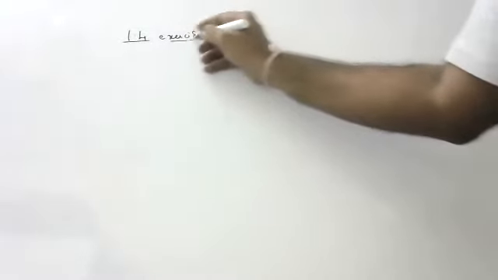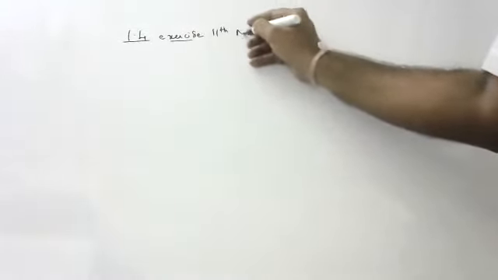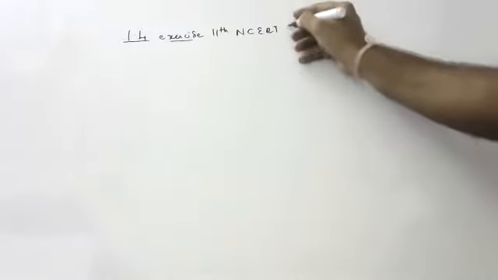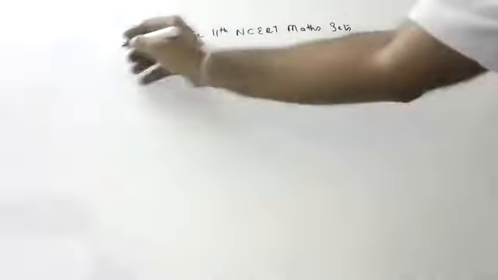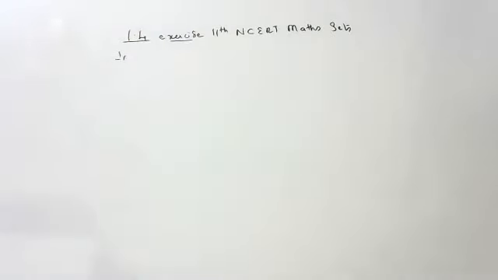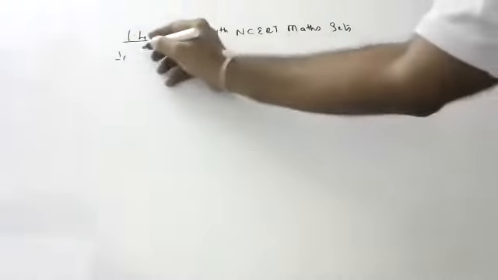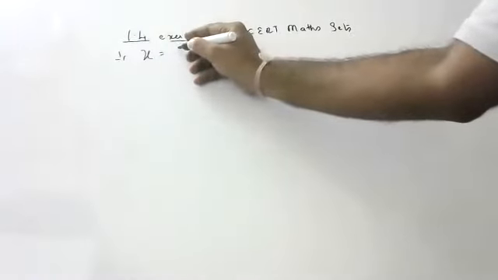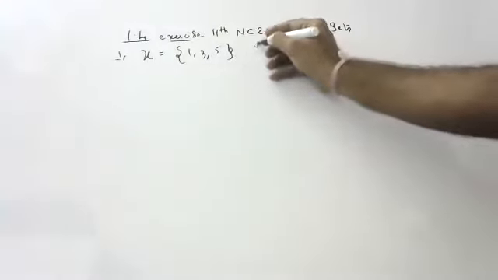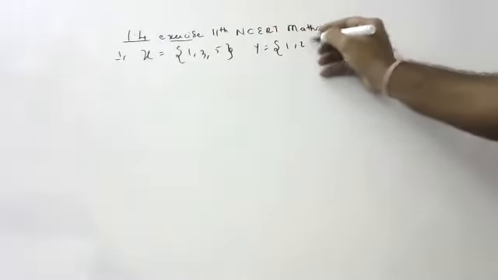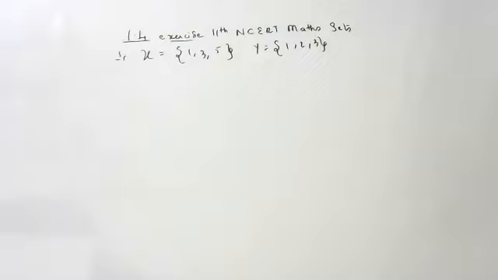So children, we are going to do exercise 1.5, Class 11 NCERT Maths, from Sets. First question, children, please check here. He is saying X is equal to {1, 3, 5} and Y is equal to {1, 2, 3}. That's it, children. This is the first question.